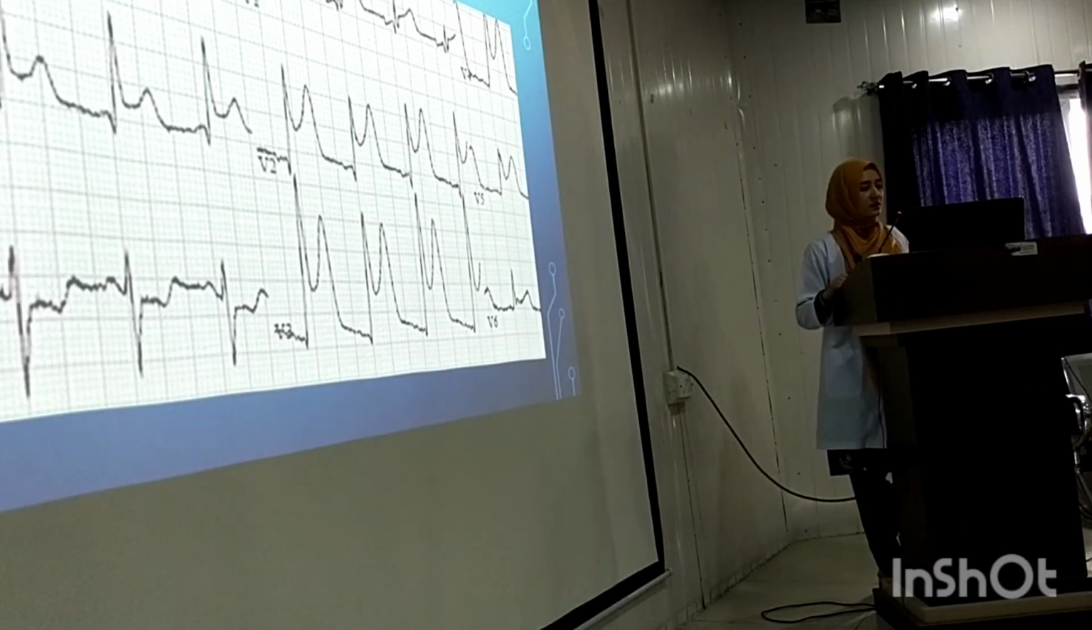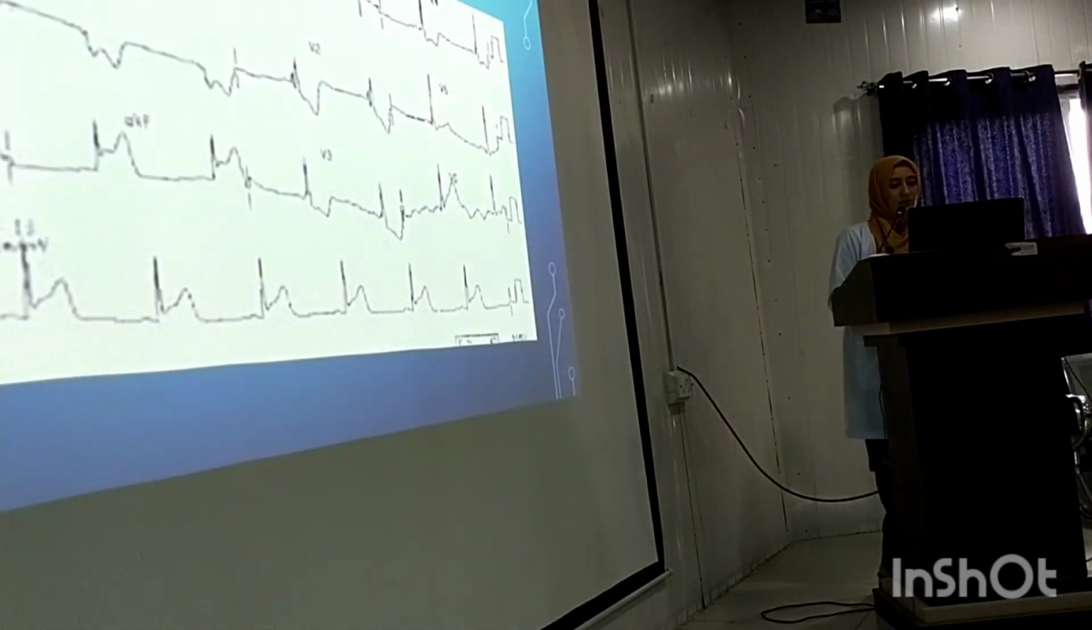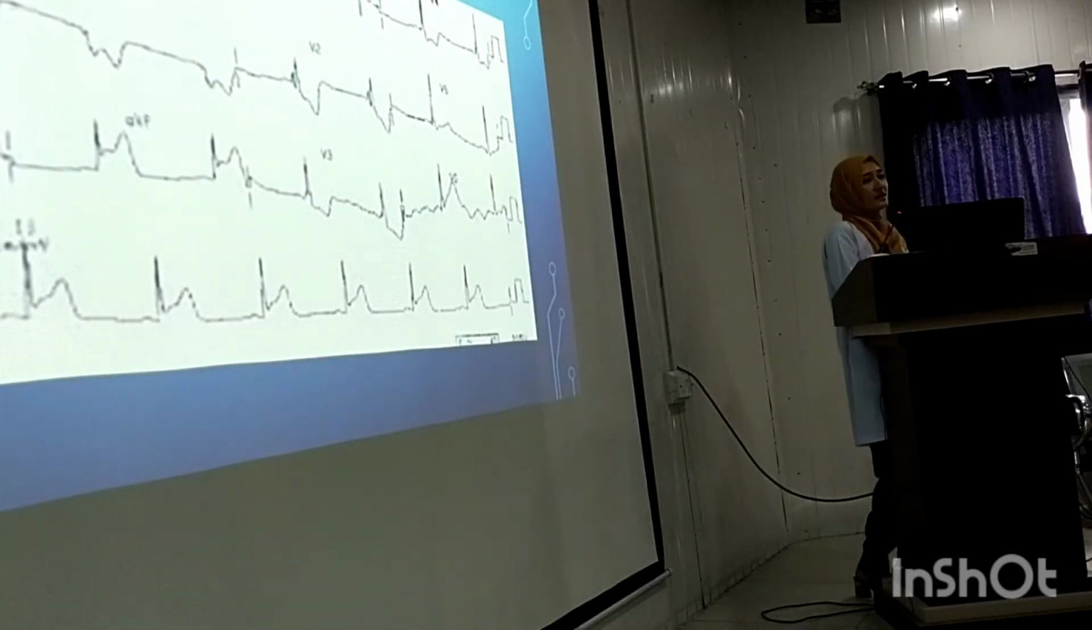This is another ECG. It looks almost similar. This is again an extensive anterior wall MI. Can anybody tell me where the elevations are in this ECG? Okay, lead 3. What else? 2, 3. Always remember, changes in a single lead give no information.